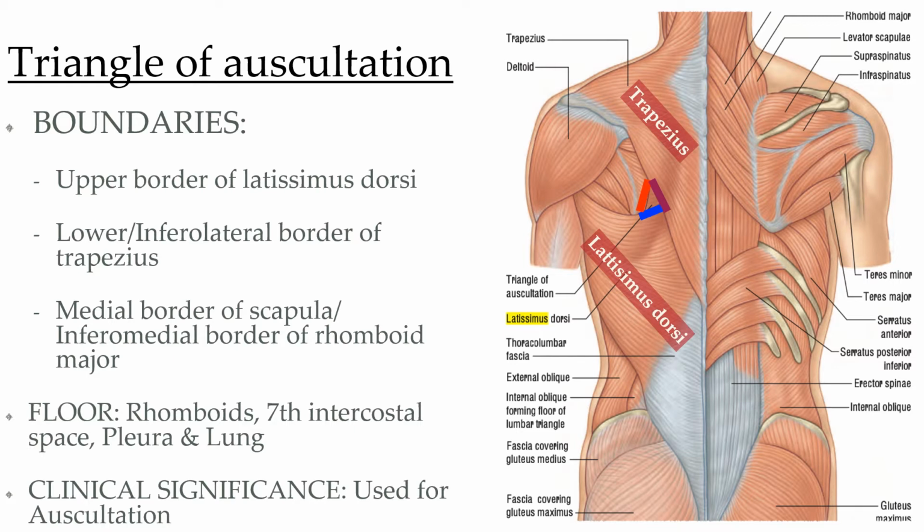The floor of this triangle consists of the 7th intercostal space, deep to which we have lung and pleura, and hence the clinical relevance of this triangle is that it is the site of auscultation.